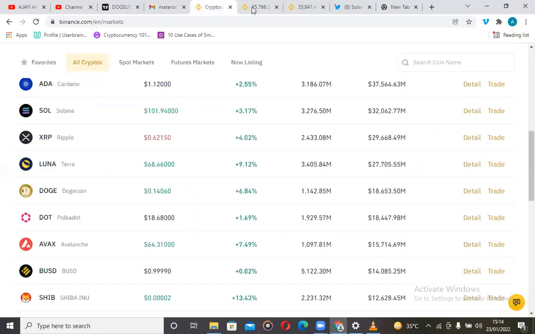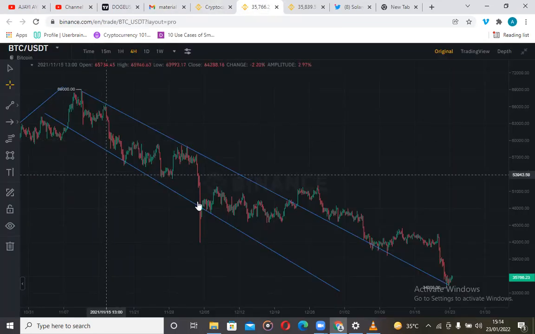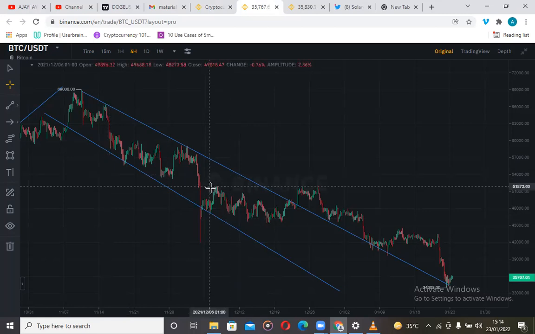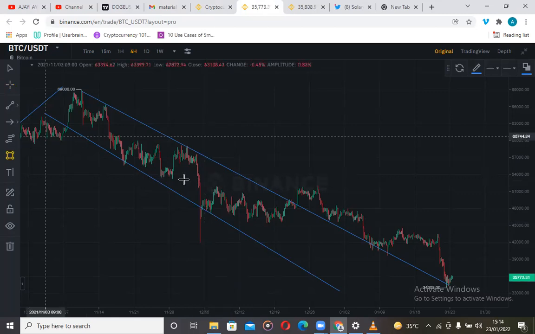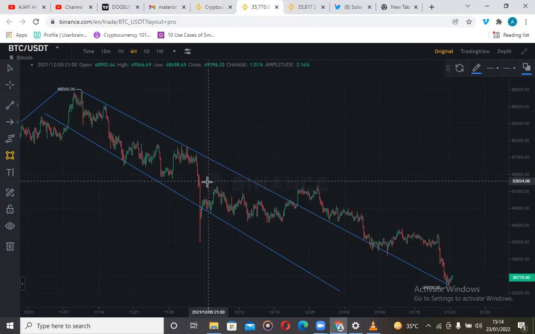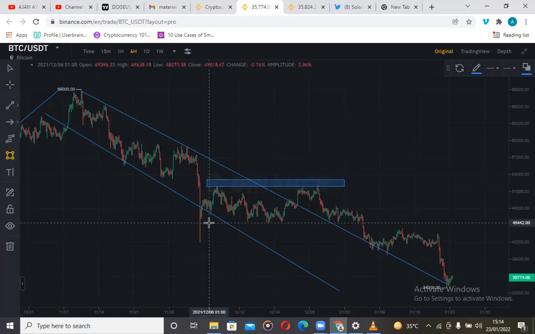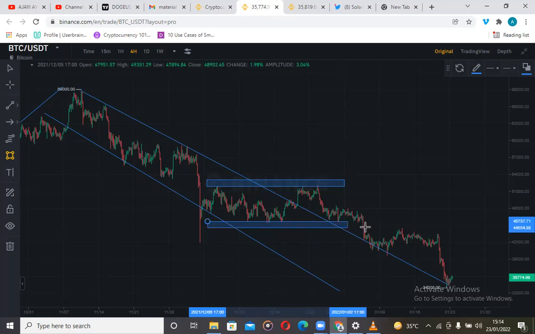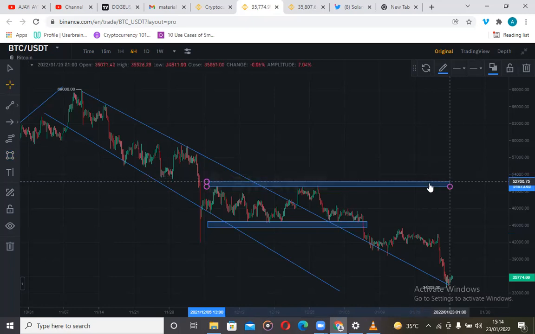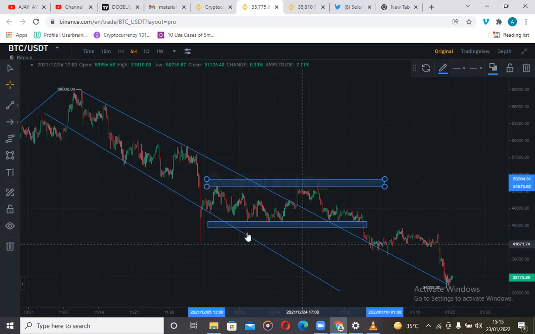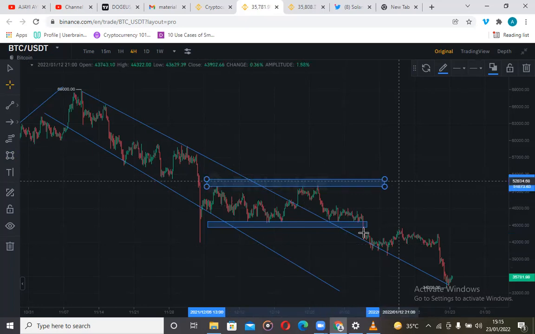Now let's check for another support and resistance. Using this in the market, it's always possible for you to get several support and resistance levels at any given point in time. Now, this up we are seeing is the resistance. This down is the support.